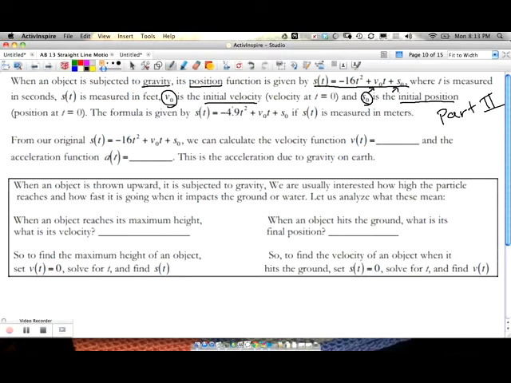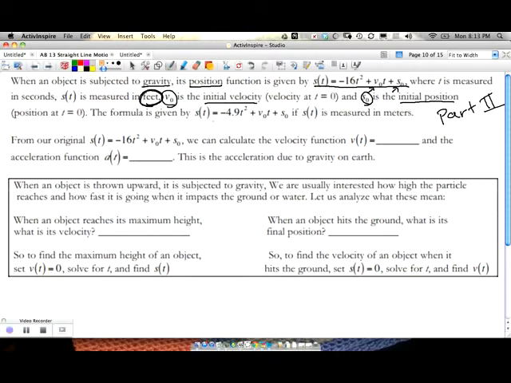What did you start at for your velocity? What was it thrown at? What was it projected at? What was it falling at? What's happening there? And the initial position is the starting height or the starting position. Now this one, notice here it says t is measured in seconds. s of t is measured in feet for this one up here.